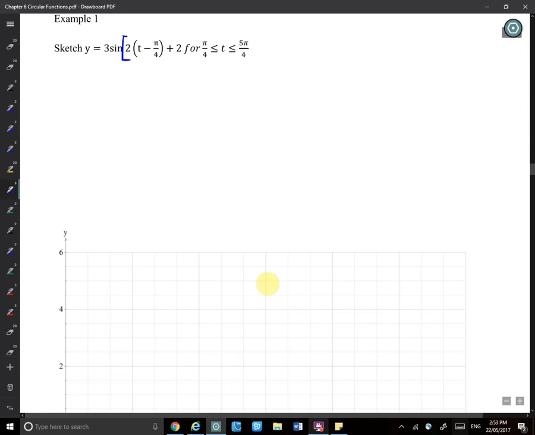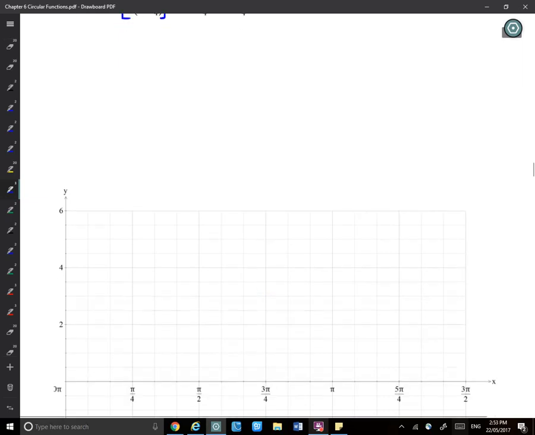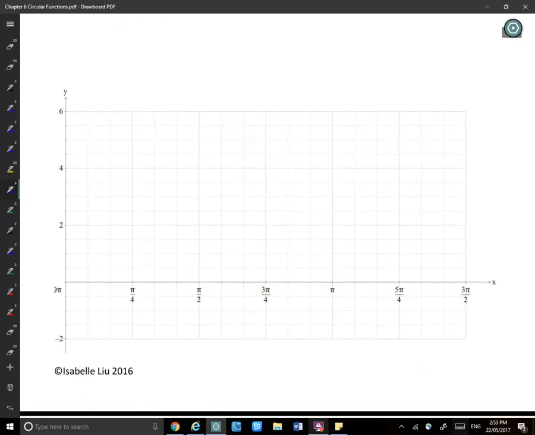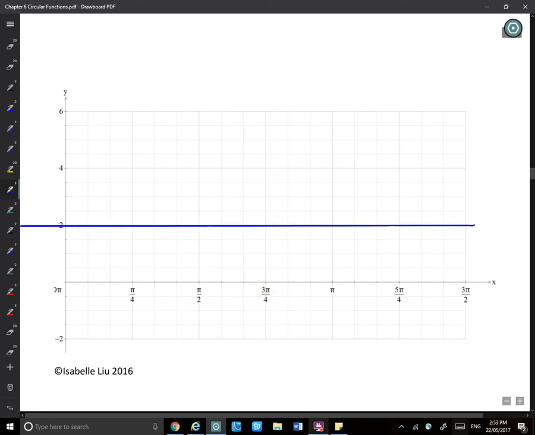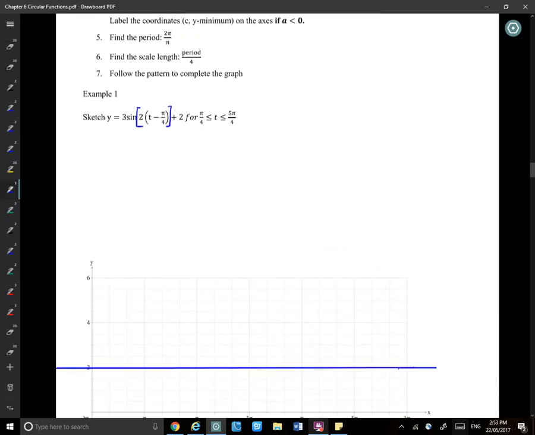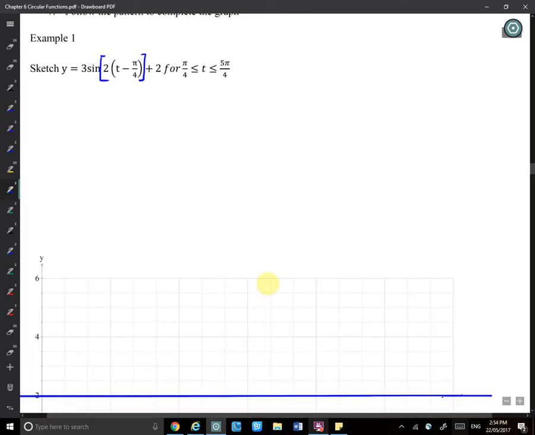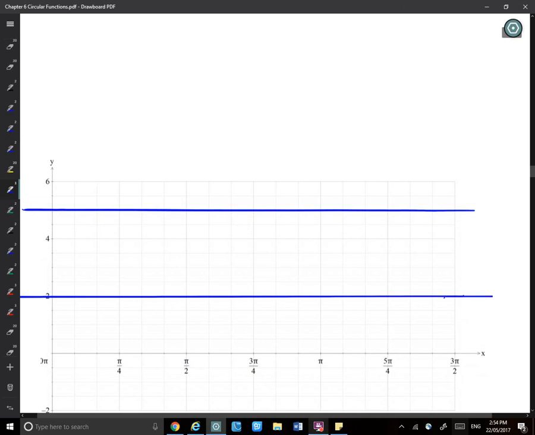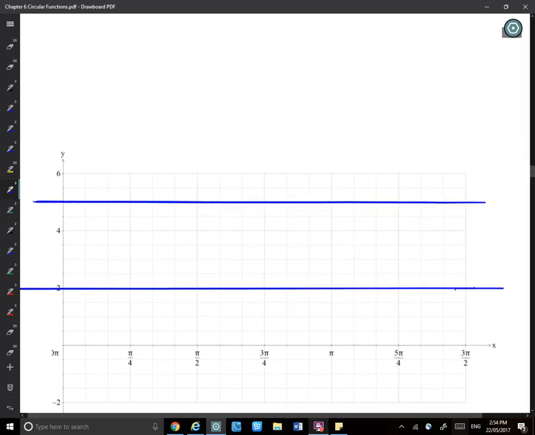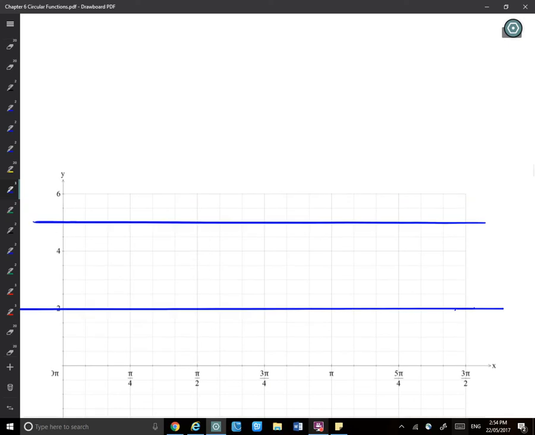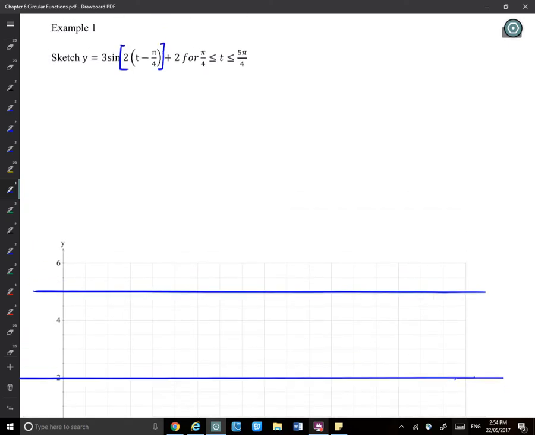For this graph, can you tell me what the mean line is? 2. Okay, the mean line is 2. So I will sketch a line at 2. You can use a pencil to sketch it. And where is the maximum? 5. And where's the minimum? The amplitude is what? 3.